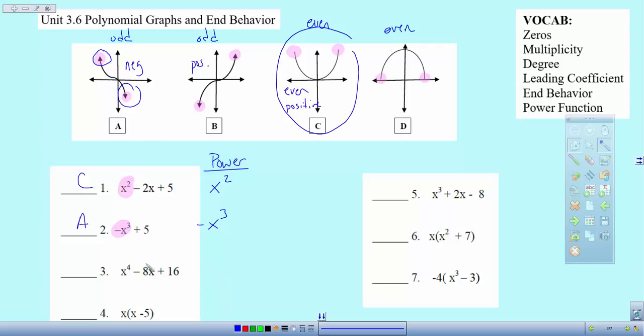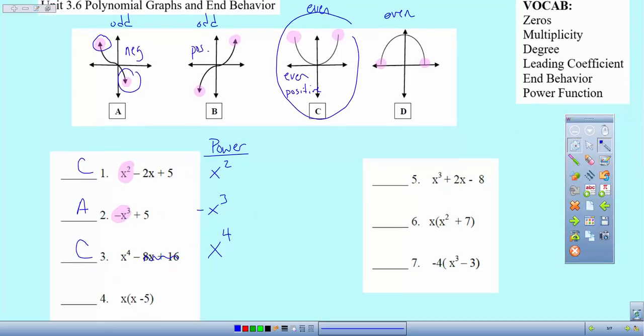The next one, x to the fourth. That's an even degree, so my parent function is x to the fourth. I don't really care about the other stuff. I'm looking at this and saying I have an even degree with a positive leading coefficient, so it's going to be letter C. In this case, we would need to distribute that through, and we would realize that this is actually equal to x squared minus 5x, which means my parent function would be x squared, and my graph would be C. Or the end behavior would be similar to C.